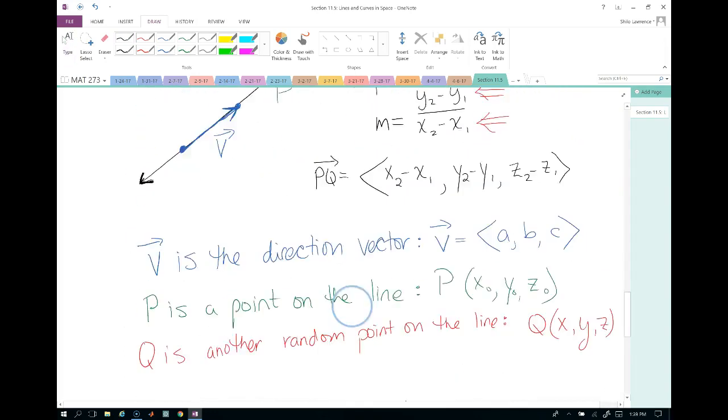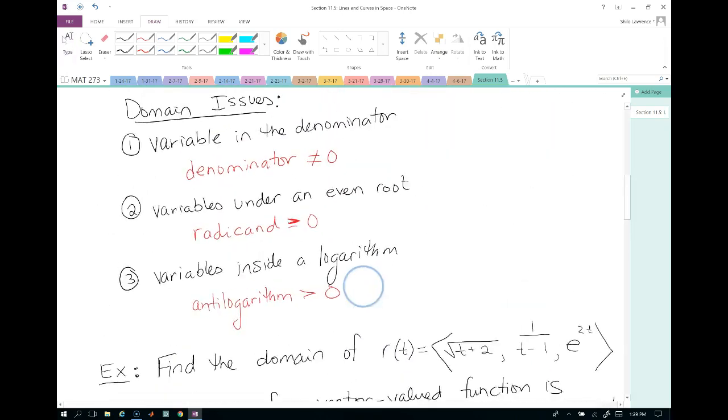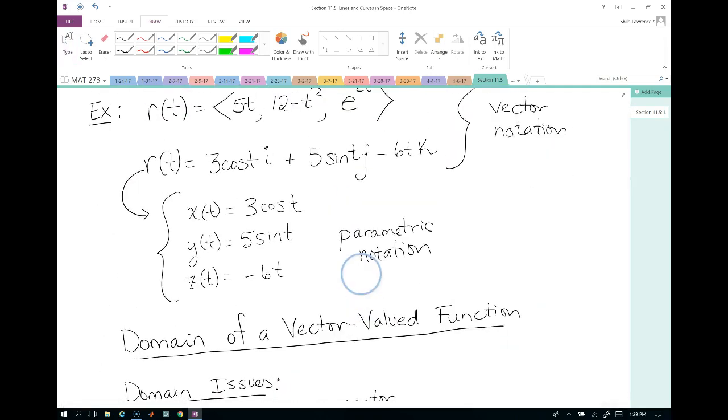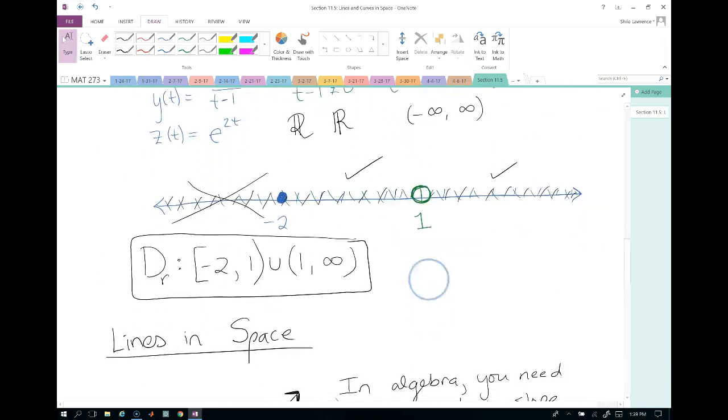And just a quick reminder, we took a vector valued function earlier and separated it out into parametric equations. We're going to do that same thing in reverse. We have parametric equations, so we can take those individual xyz equations and actually write them as components of a vector valued function.